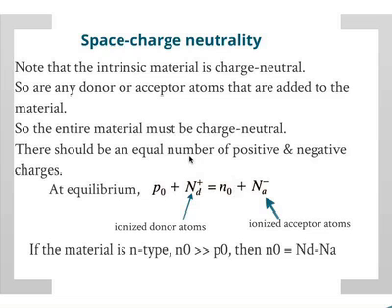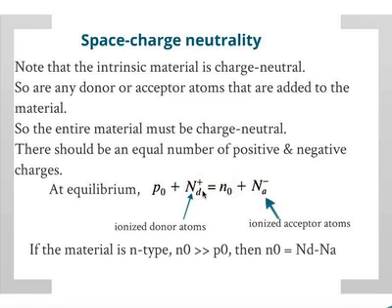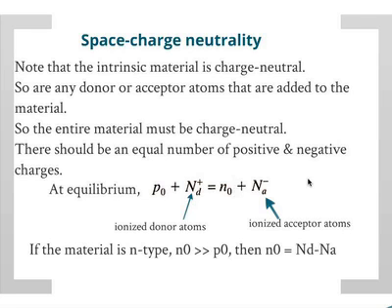Now, of course, if the material is n-type, n0 is much greater than p0 by orders of magnitude. So we can ignore p0 in this equation and just say n0 is more or less equal to Nd minus Na, which is what we just talked about, the compensation. That's pretty obvious.